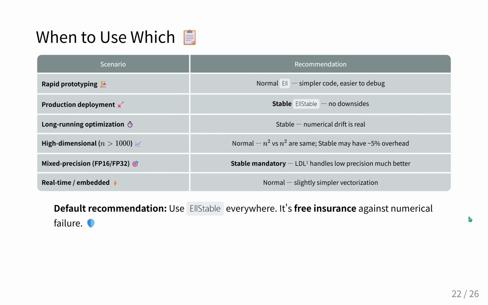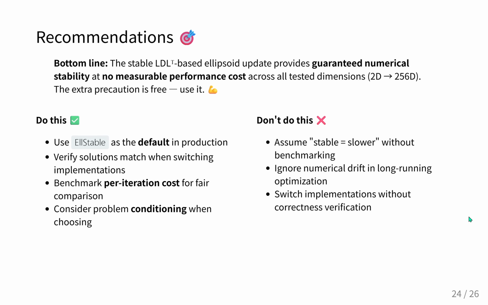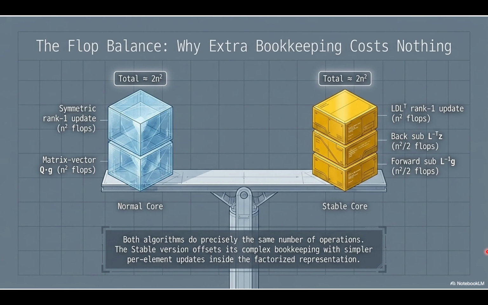So what does this all mean for you as the listener? It basically means L-stable is free insurance. Which you never get in computer science. Never. There's always a trade-off. Usually you trade speed for safety or memory for precision. But here you get guaranteed numerical stability, absolute protection against matrix collapse at zero measurable performance cost. You get all the safety without paying the toll.